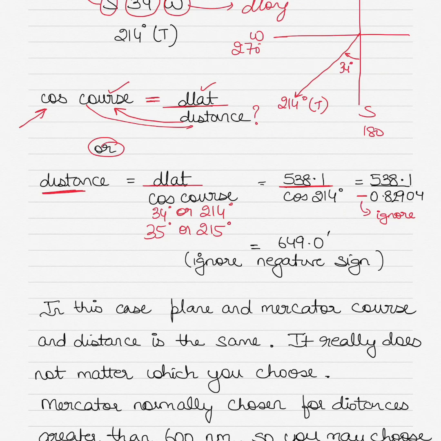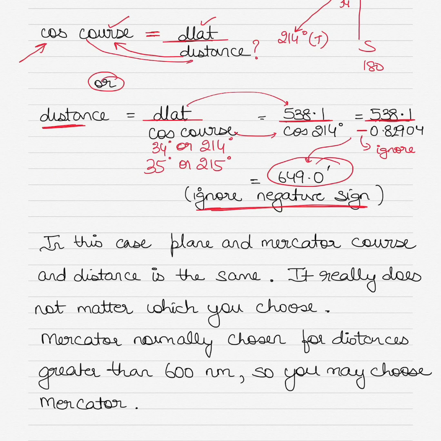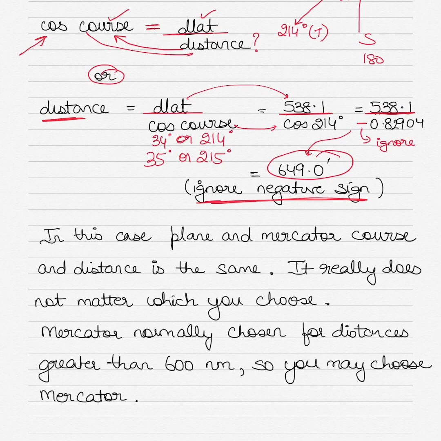So 538.1, which is your DLAT, over cos course, cos 214, gives you 538.1 divided by negative 0.82904. You can ignore the negative and you get the distance is 649 nautical miles. Now this distance is very similar to the distance that you got in plain sailing. Both are 649. The courses are very similar here as well because you can see the distance is very close to 600 nautical miles.